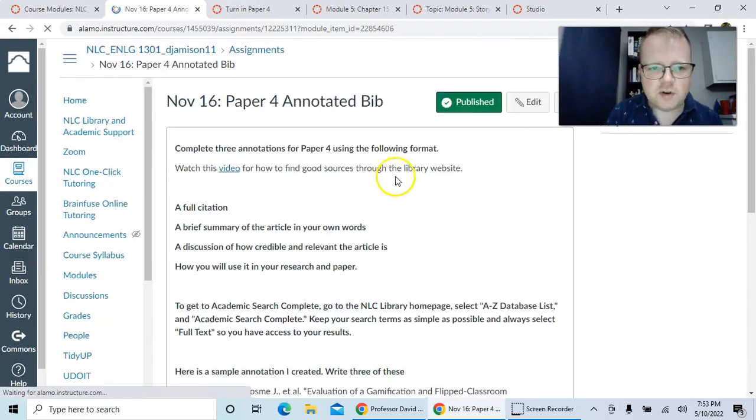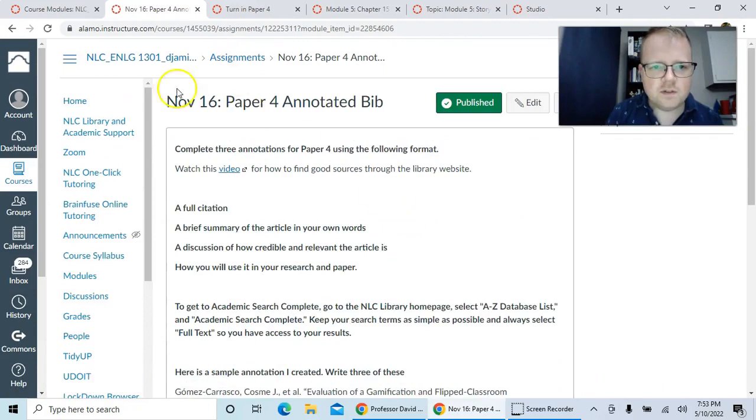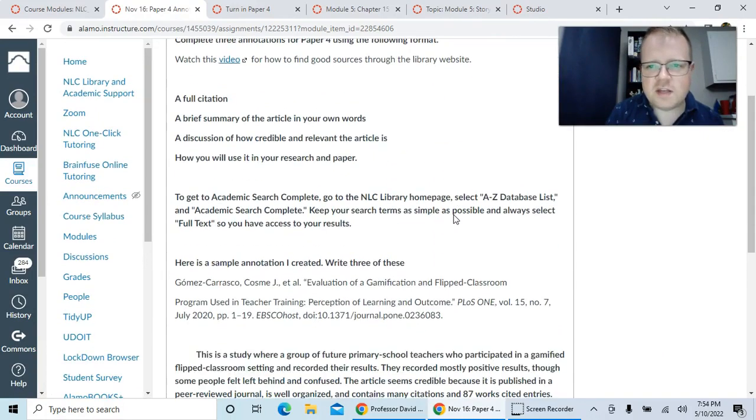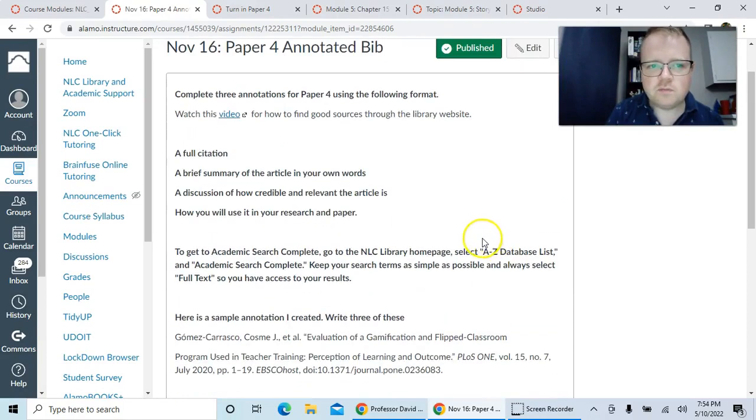Alright, next part here. Ignore these dates, I need to fix those. This is going to be an annotated bibliography. And so I've included a video here of how to actually go to the library website and find sources there.